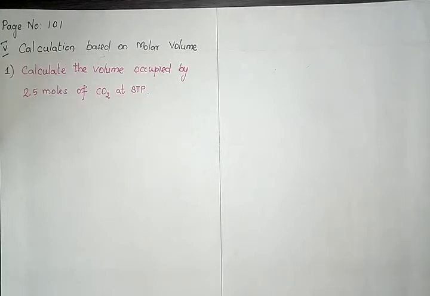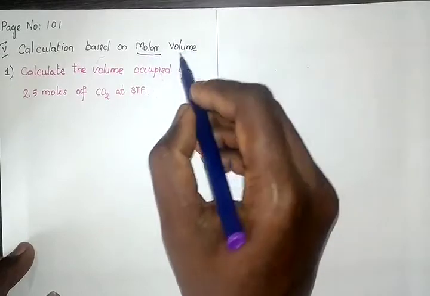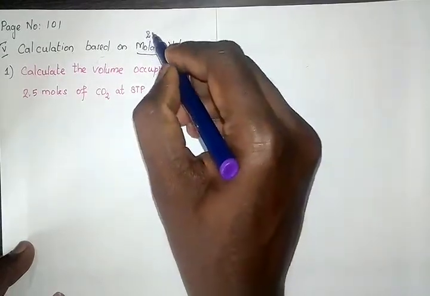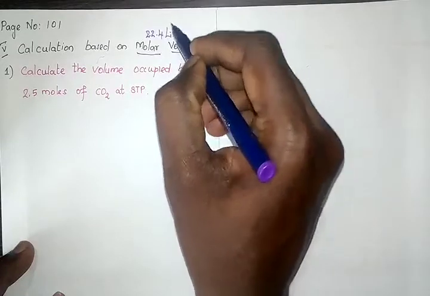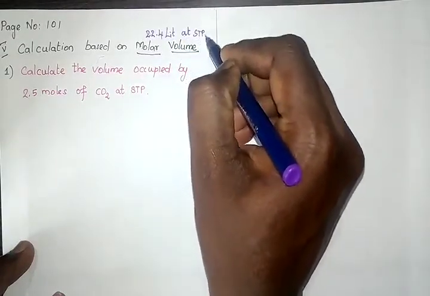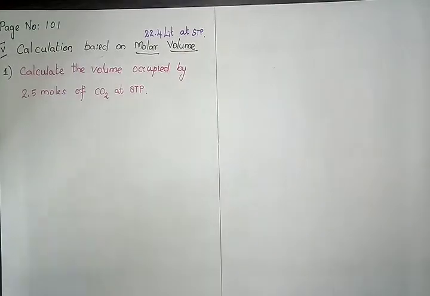So with this, I'm going to teach the next concept, that is calculation based on molar volume. So we know what is meant by molar volume. The molar volume is nothing but 22.4 liters at STP. So this idea we know. So from this idea we are going to calculate the volume. Calculate the volume occupied by 2.5 moles of carbon dioxide at standard temperature and pressure.